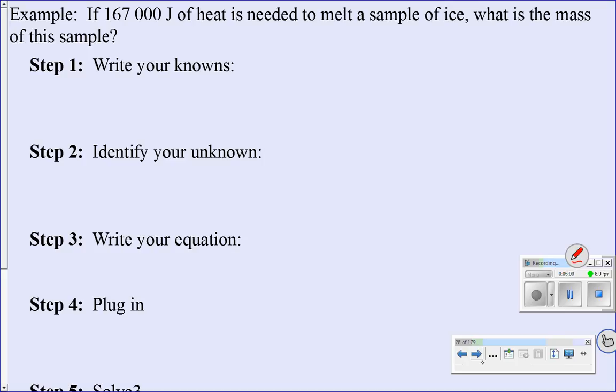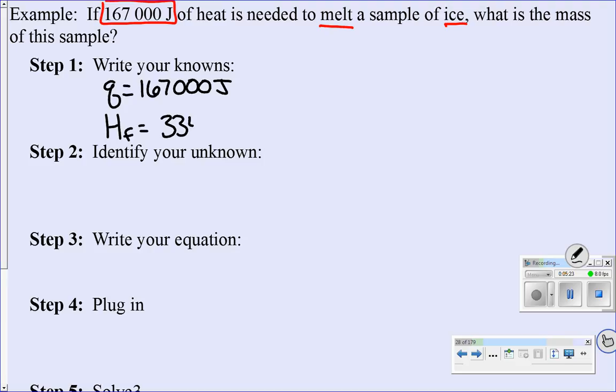Try another problem. If 167,000 joules of heat is needed to melt a sample of ice, what is the mass of the sample? This time we know our Q. We know we are melting, so that tells me this is an Hf problem, and I just go back to reference Table B again. I'm going to identify my unknown, which this time is going to be mass. It will come out in grams. So again, we're using Q = mHf.